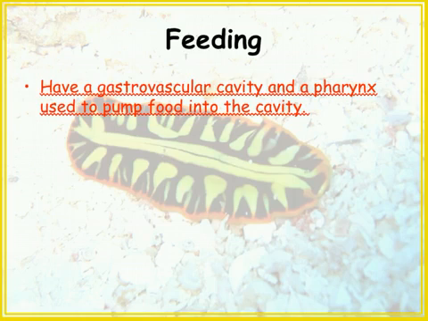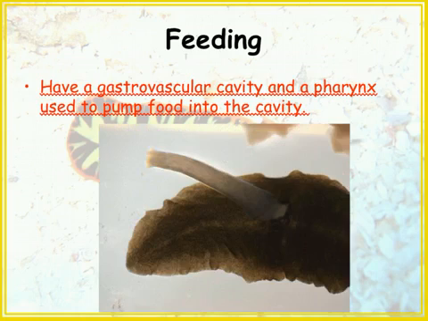Flatworms have a gastrovascular cavity and a pharynx, which is used to pump food into the cavity. So there's an example of the pharynx. It's this tube that pumps the food into the gastrovascular cavity.